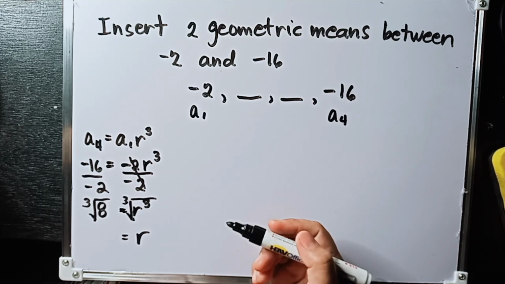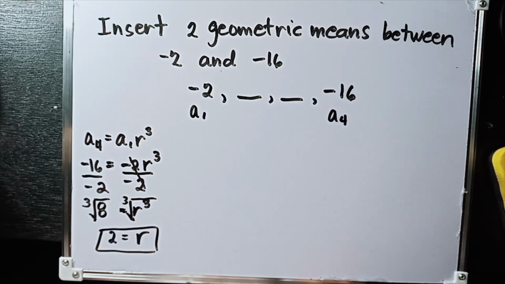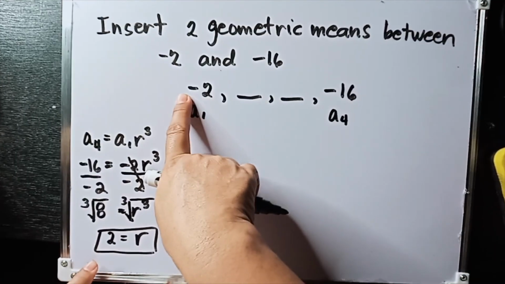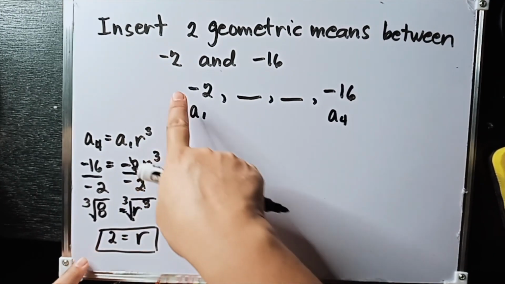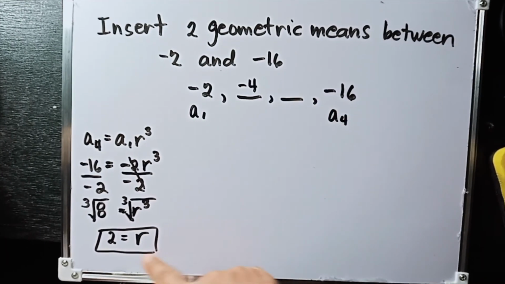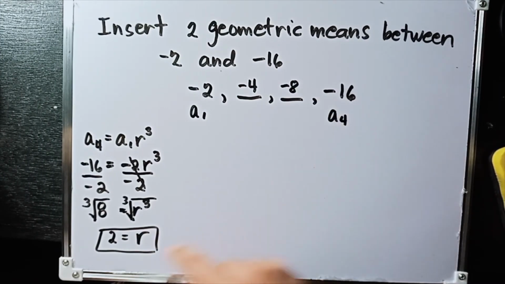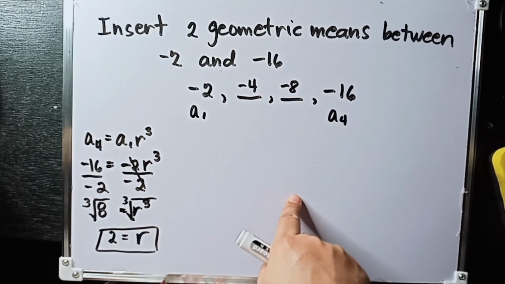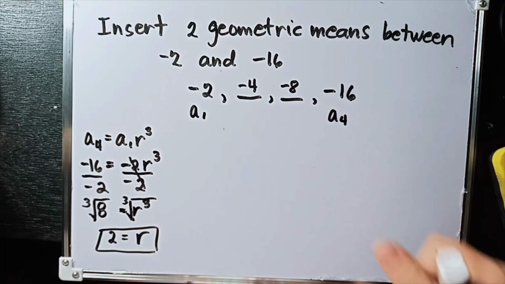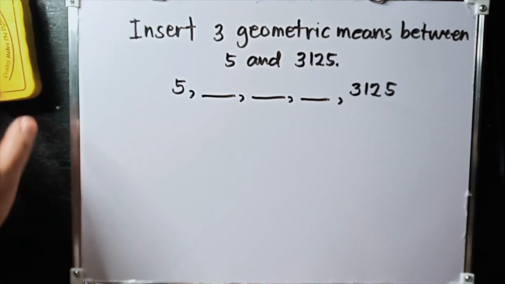So what is that number? That number is positive 2. So the common ratio is positive 2. It means that the positive 2 will be multiplied to the first term. So 2 times negative 2 is negative 4. 2 times negative 4 is negative 8. 2 times negative 8 is negative 16. So we're done.